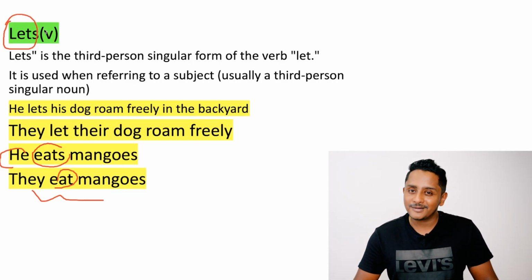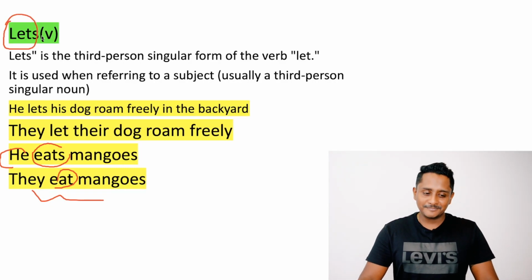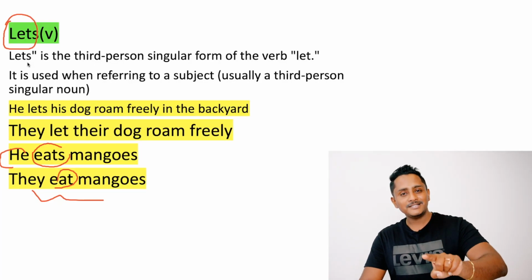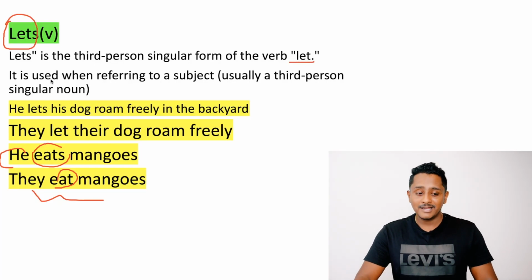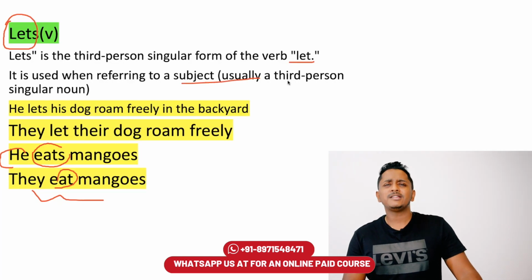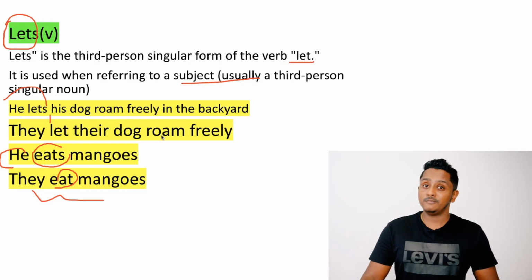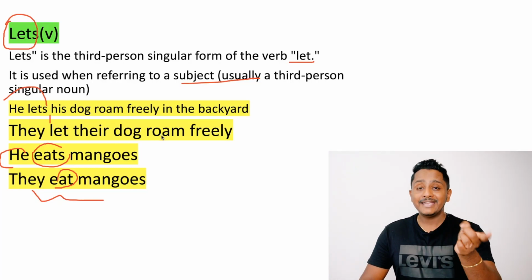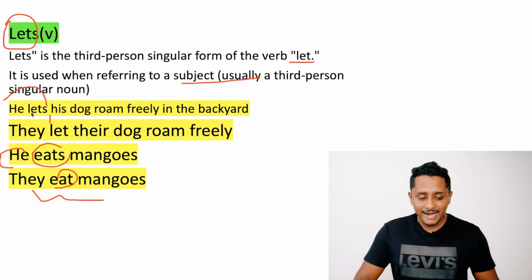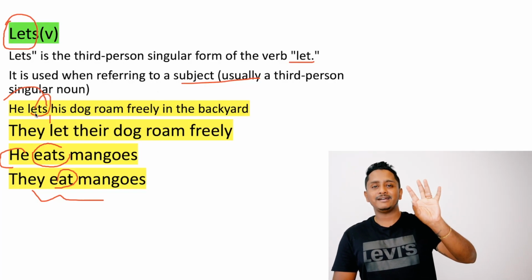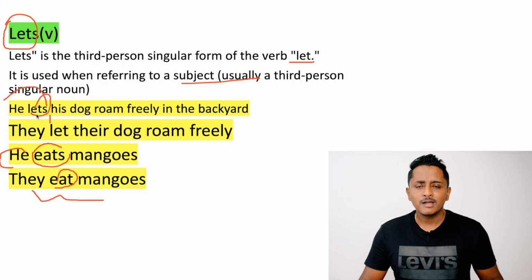Lets is a verb for a third person singular. Lets is the third person singular form of the verb let. It is used when referring to a subject, usually a third person singular noun. So he lets his dog roam freely. If it is they, they let the dog roam freely. I let my dog, he lets his dog. So now lets is for he, she, it, or any other third person.